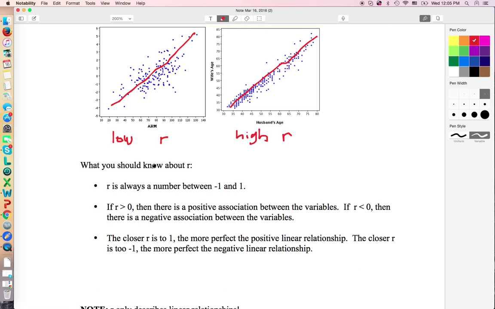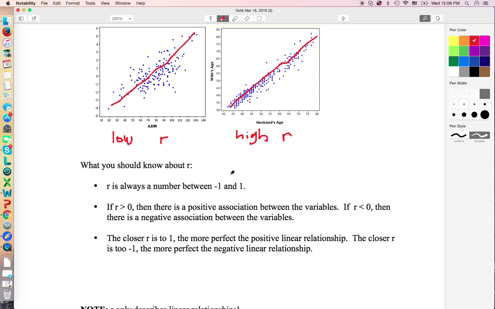The first thing you should know is that r is always a number between -1 and 1. That just tells us that the biggest value a correlation can ever have is 1, and the lowest value that a correlation can ever have is -1. So we're not talking about huge numbers here. They're basically always going to be decimals unless there's a perfect correlation.